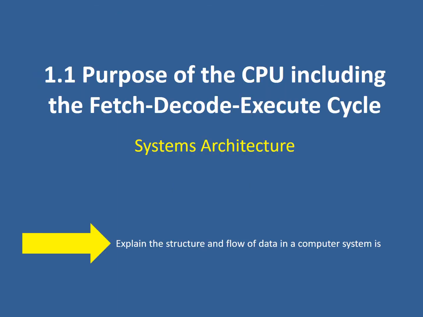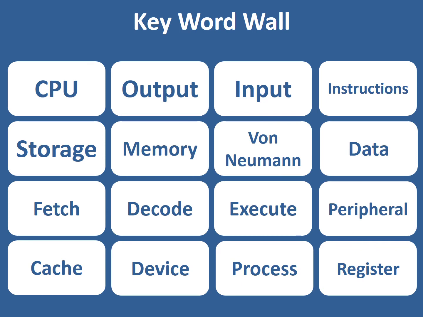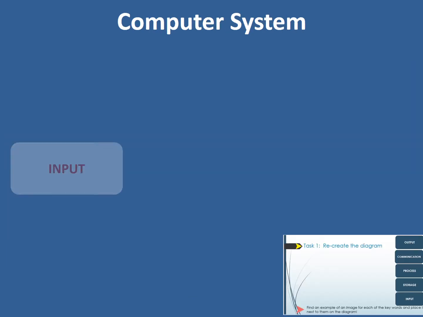In this first lesson, we're going to look at the purpose of the CPU, including the fetch, decode and execute cycle. We're going to be looking at the structure of flow in a computer system. Here are our key questions you should be able to answer by the end of the lesson. In every unit, I'm going to be providing you with a keyword wall. These are the keywords that you need to be able to give definitions for. They need to be precise definitions so that you can ensure that you do the best you can in your GCSE.